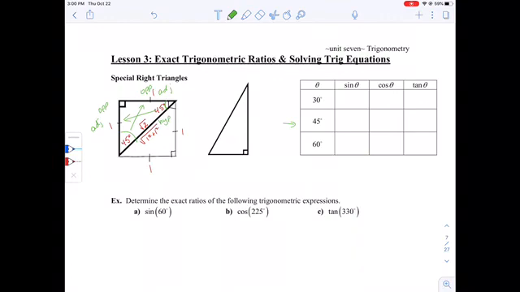So the sine of 45 degrees, no matter which angle I use, would be the opposite over the hypotenuse, right? Sine being opposite over hypotenuse, which would be 1 over root 2, which I can leave like that, or we could change that to root 2 over 2 if we rationalize. Cosine, adjacent over hypotenuse, would be 1 over root 2, which would be root 2 over 2. And then, of course, the tangent would be opposite over adjacent, 1 over 1, or simply 1.